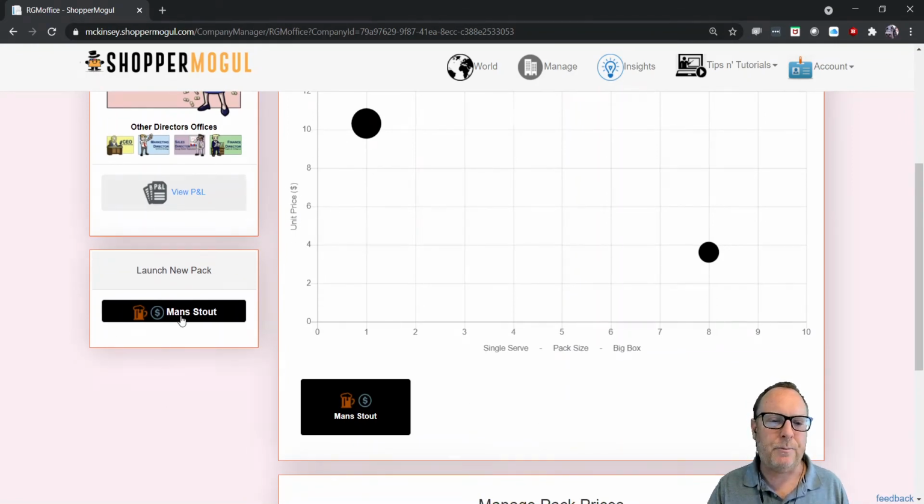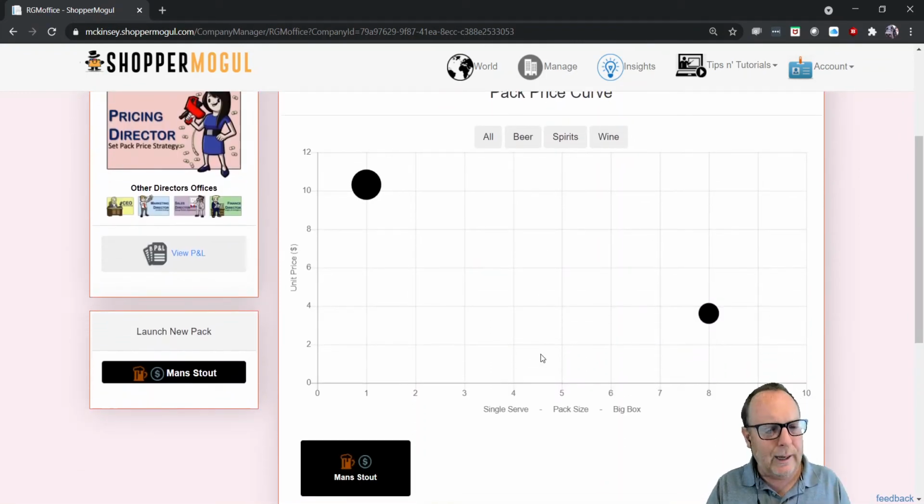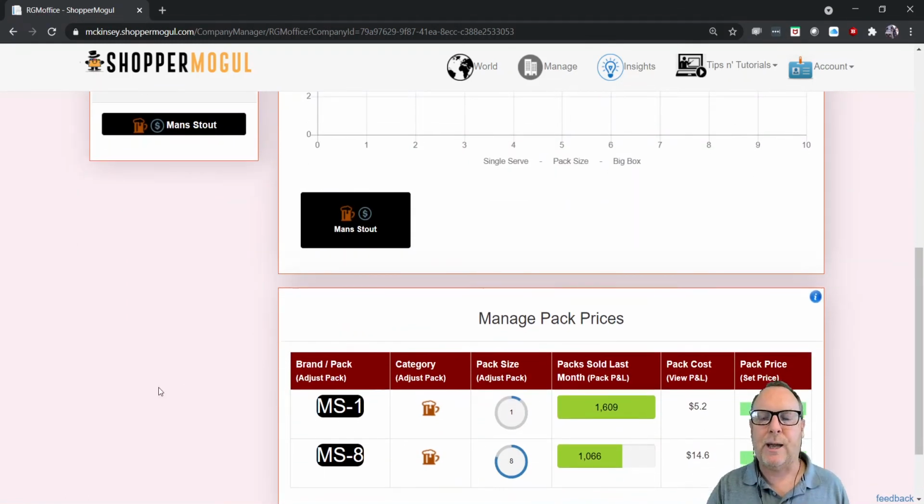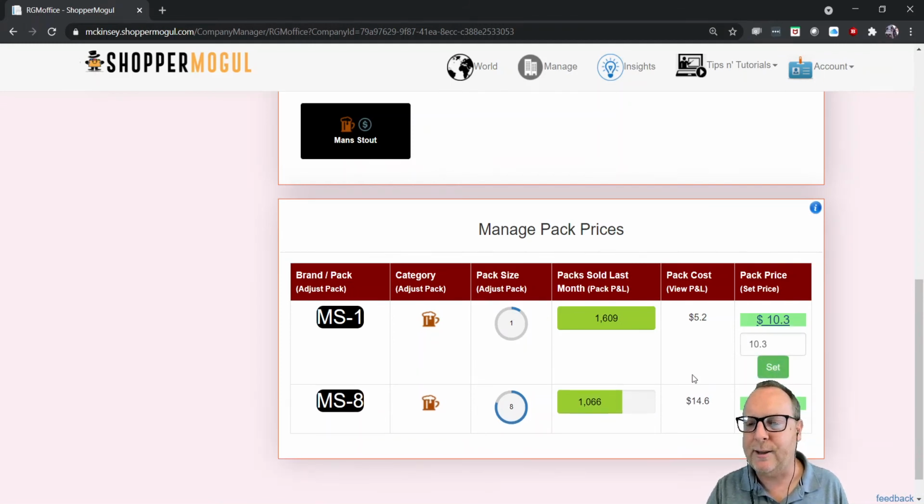Now, again, the pricing director has this magic button to launch new packs if you think something is needed. You can only launch new packs in grow categories, though. So again, you are limited by the CEO's choice on how you can compete. You can also set prices, manage your prices on your products at any time. So you can simply go in and say, actually, you know what?